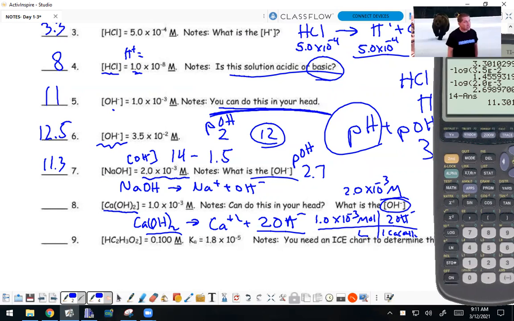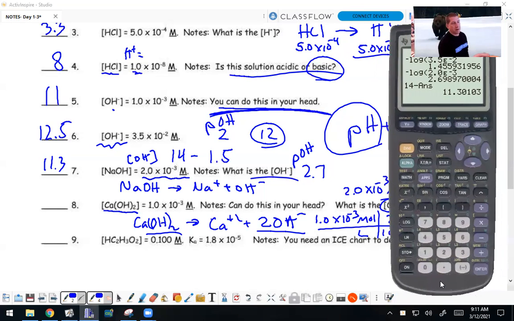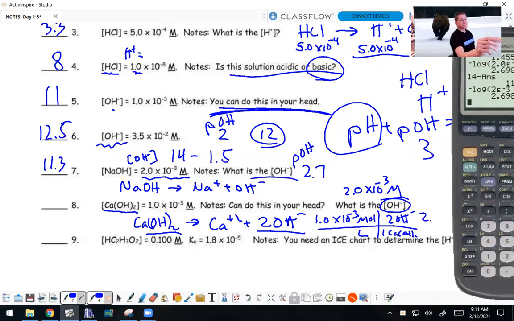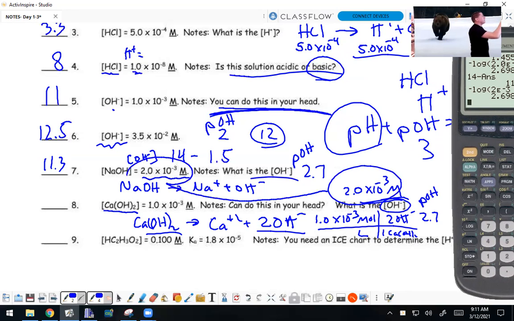So now you can't do it in your head. It says, can you do this in your head? You can't. Because 1 times 10 to the minus 3, the negative log is 3, but 2 times 10 to the minus 3, it's not the same. And so we have to do the negative log of 2 times 10 to the minus 3. And we get 2.7. So 2.7 is the pOH. You can see it's the same as the one before. So a 1.0 times 10 to the minus 3 molar Ca(OH)2 is the same as 2.0 times 10 to the minus 3 molar NaOH because there's 2 OHs.